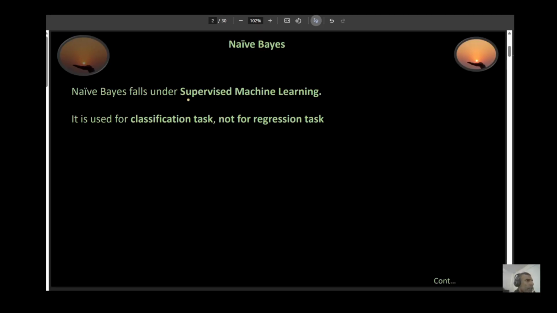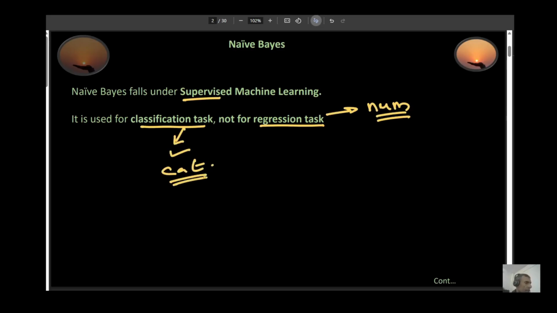So naive Bayes falls under supervised machine learning. It is used for classification tasks, not for regression tasks. If you recall, regression tasks are the ones where you're trying to predict a numerical value. In this case, we are not predicting a numerical value. We are predicting what category a data falls under. So it falls under classification task.